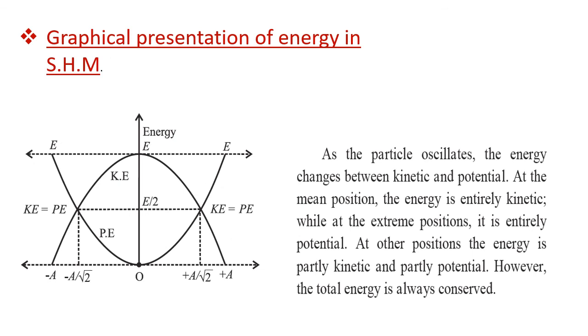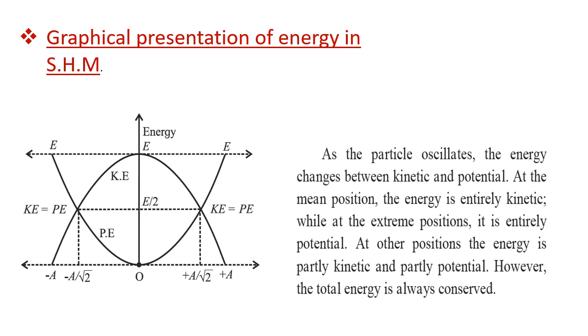Here let us try to get the graphical presentation of the total energy. To discuss it, let us go back to the special cases we have discussed. When the particle is at mean position, x is equal to 0 and its velocity is maximum because it has to start its motion. In that case, the energy will be only kinetic energy and potential energy will be 0.